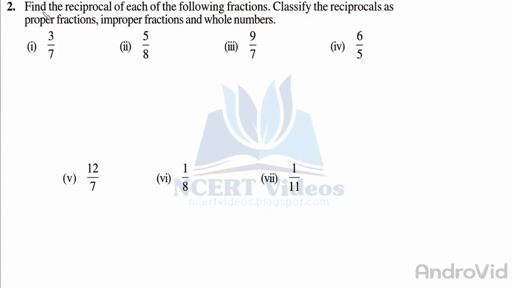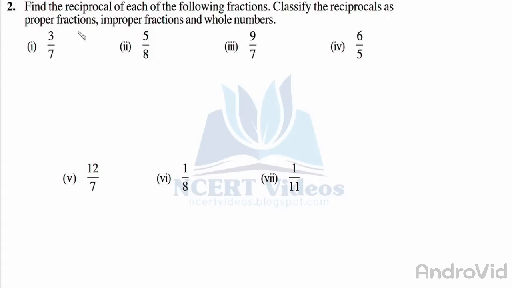Second, find the reciprocal of each of the following fractions. Classify the reciprocals as proper fractions, improper fractions and whole numbers. So you have to classify the fractions as whether they are proper, improper or whole. Proper is something that has numerator less than denominator. Improper is numerator higher than denominator. Whole is a complete number, no fractions at all.